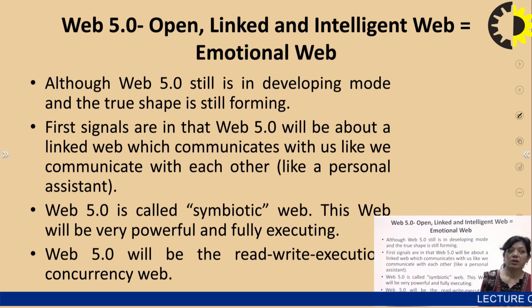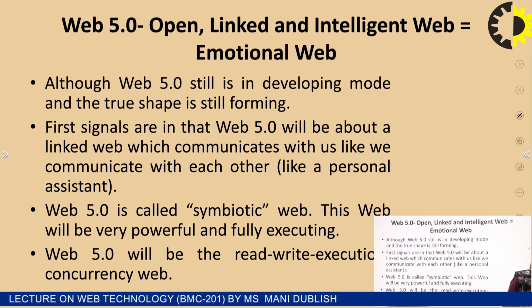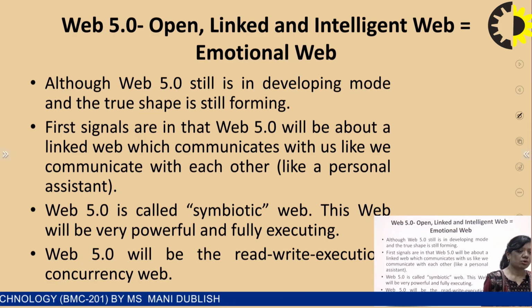Web 5.0 is the open, linked and intelligent web. You can say it's the emotional web. Although Web 5.0 is still in developing mode and its true shape is still forming, the first signals are that Web 5.0 will be about a linked web which communicates with us like we communicate with each other, like a personal assistant. Web 5.0 is called the symbiotic web. This web will be powerful and fully executing, and Web 5.0 will be the read-write-execution-concurrency web.